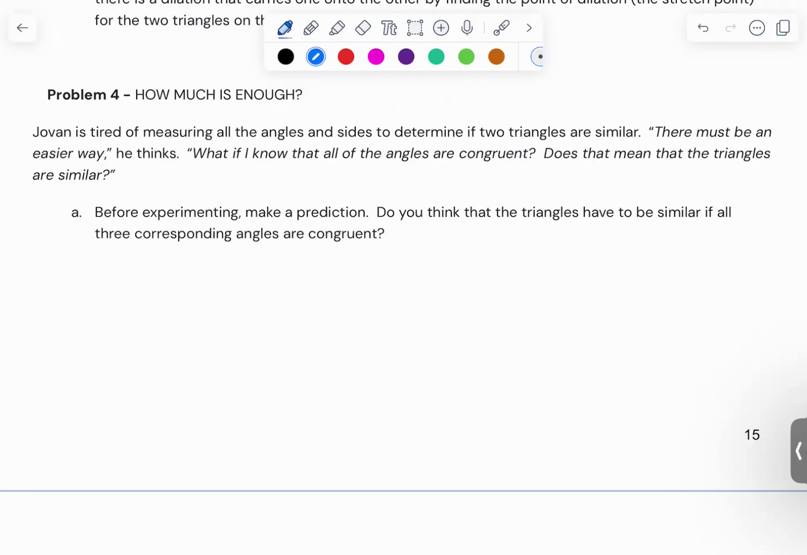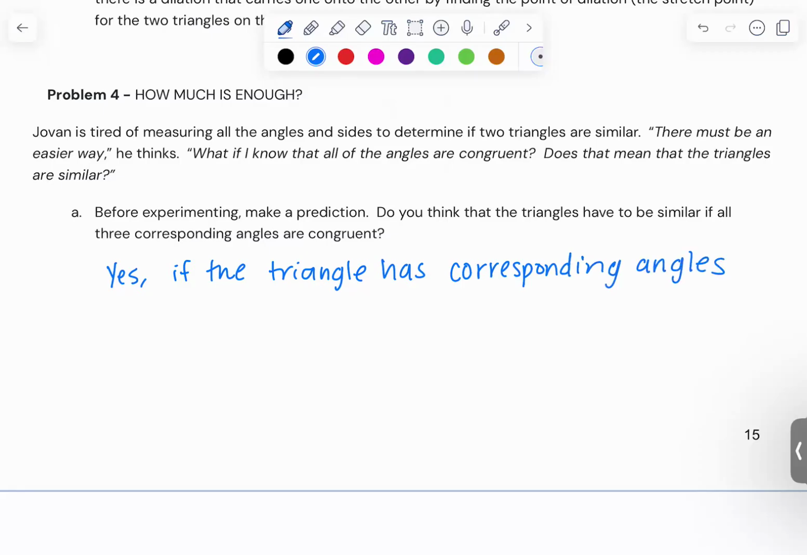Okay. So you would obviously write your response. Yes, if the triangle has corresponding angles that are congruent, and congruent just means equal to, then the triangles are similar.